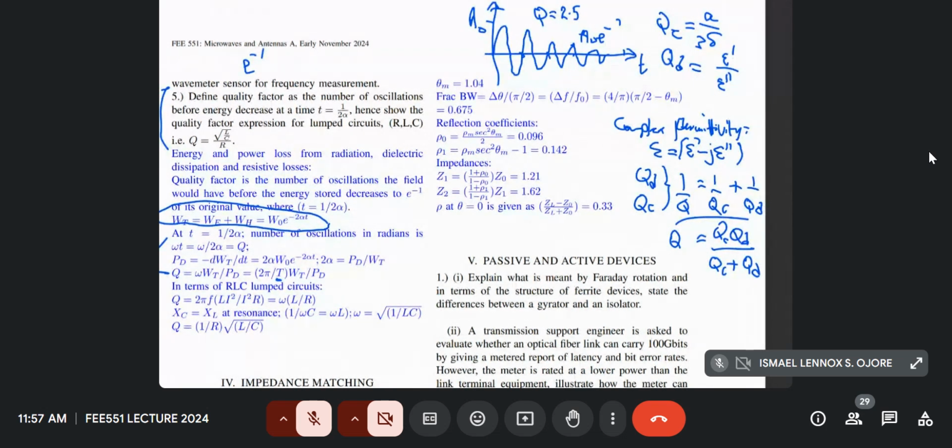Okay, skin depth, obviously we have the equation for the skin depth. It's normally just 1 over the root of pi times mu times f times the conductivity.